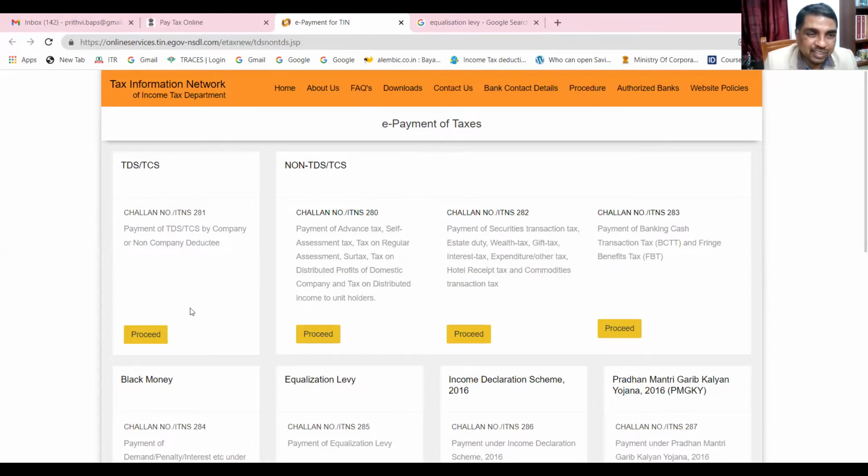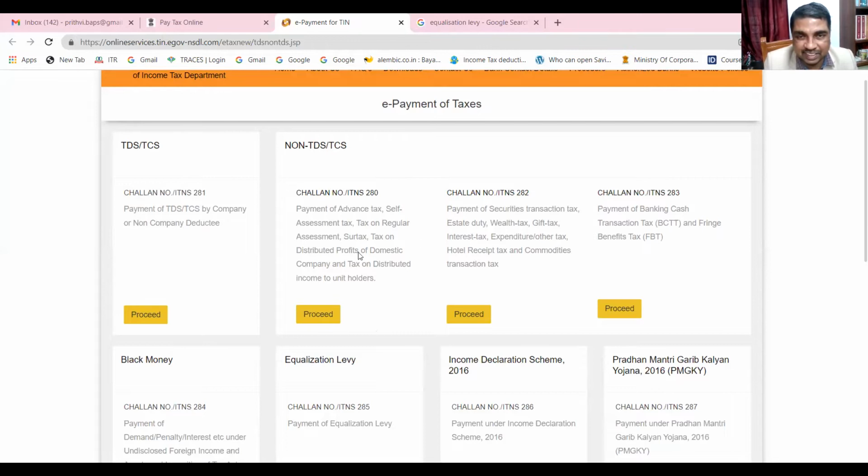Okay, and these are various challans. As you can see here, challan number 280. It is for TDS TCS by company or non-company as deductees. So only deductors can pay through this challan. Now you see challan 280. You can see this is a payment of advance tax, self-assessment tax and regular assessment tax, that is surcharge, tax and distributed profit of domestic companies, like dividend distribution tax, etc.